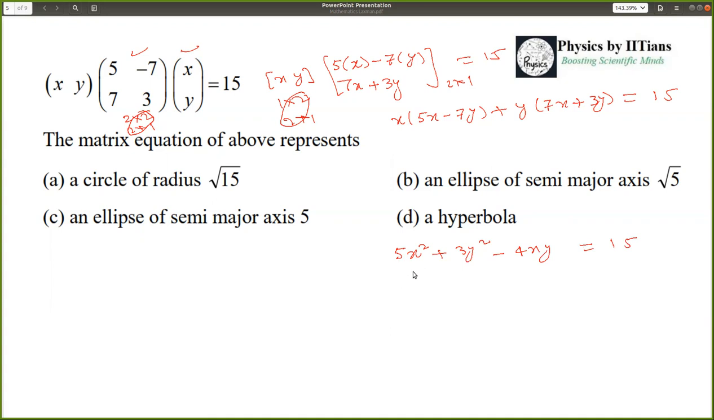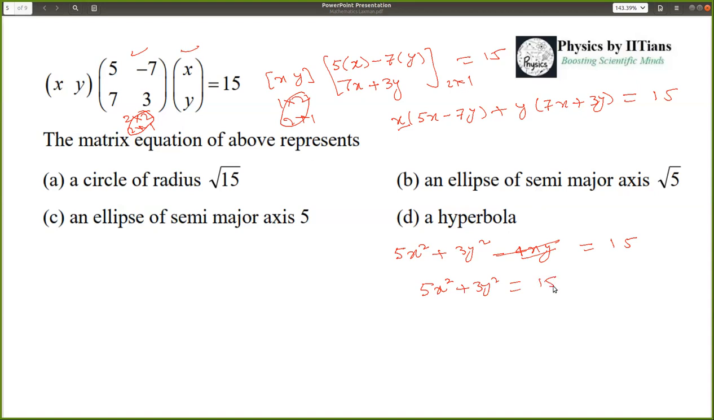Now you can simplify this expression by making it a complete square. Sorry, there is a confusion. This is x multiplied by 7y and this is y multiplied by 7x, so this will cancel out. This product will not be there. So this is the same expression: 5x square plus 3y square is equal to 15.